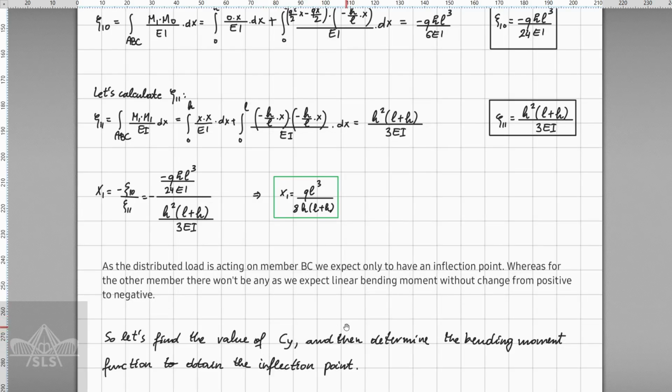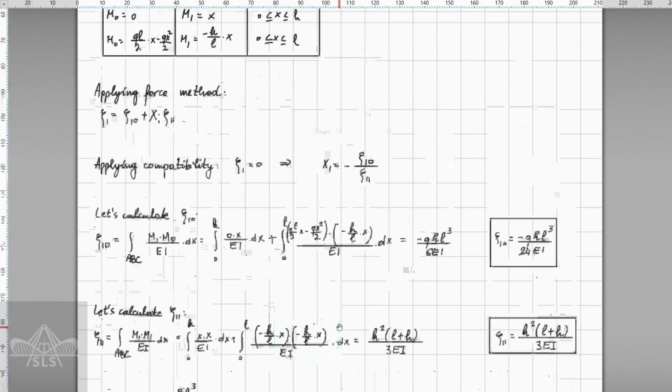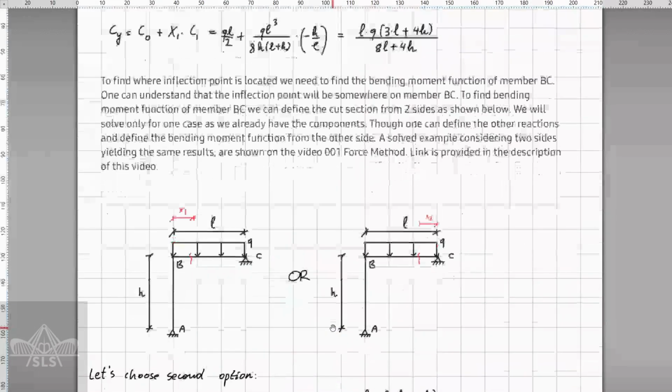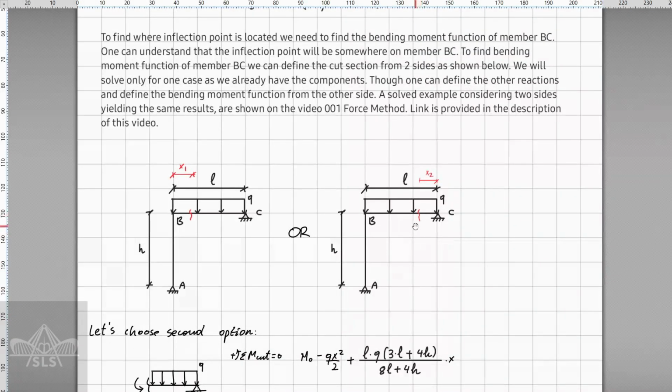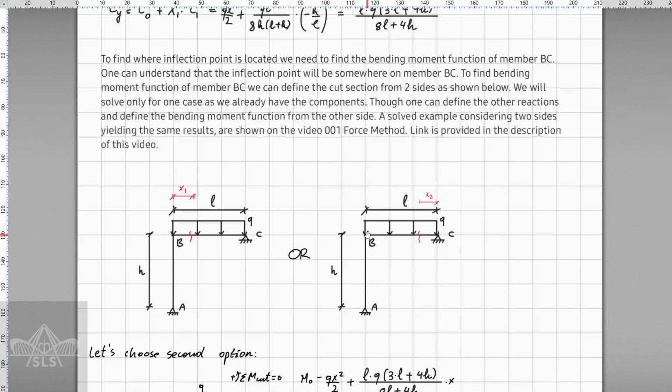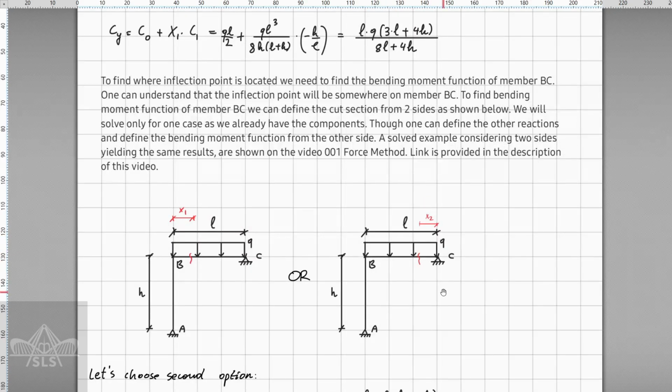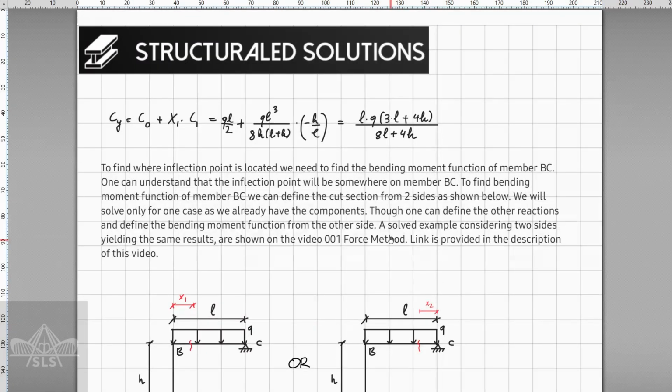So now, as we are going to take the cut section from this side, we are going to need the value of this support reaction Cy here, and we can find that by using the method of virtual work, as now we already have all the ingredients. So by just using the force method, we come to this conclusion that the support reaction Cy is going to have the following value parametrically.